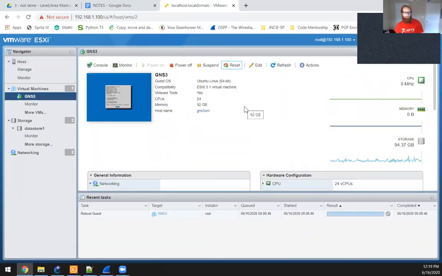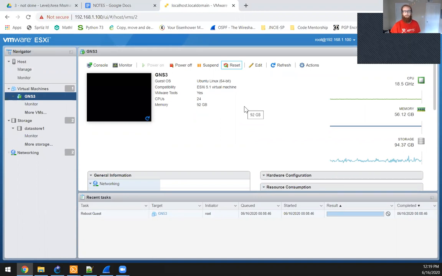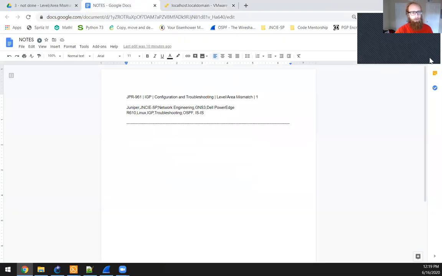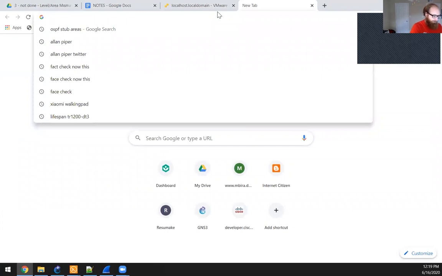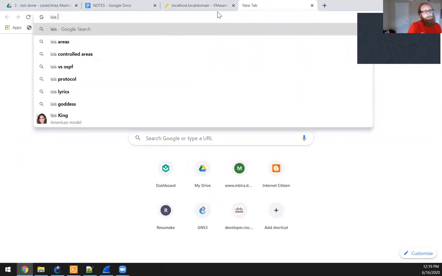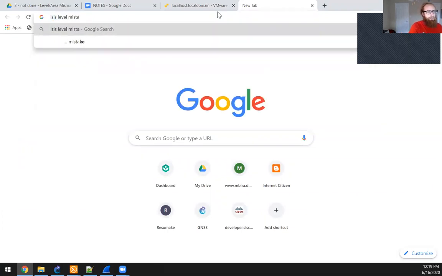All right, so 6 minutes from now at 12:25, everything will be good to go. But let's try to make decent use of that time beforehand. So let's just Google ISIS Level Mismatch.